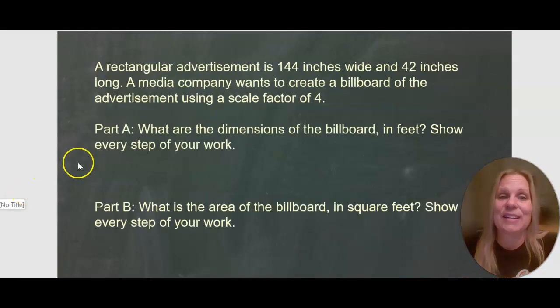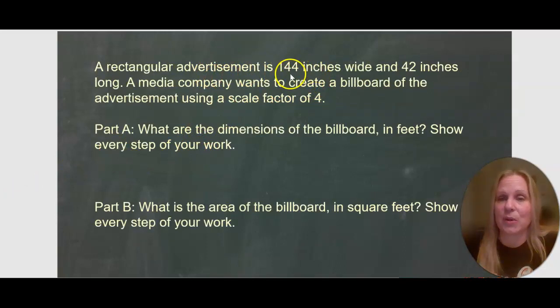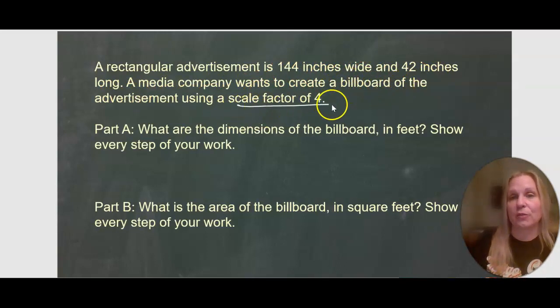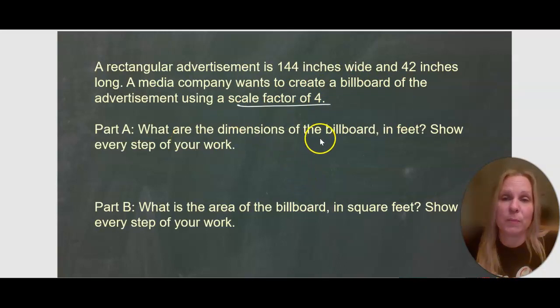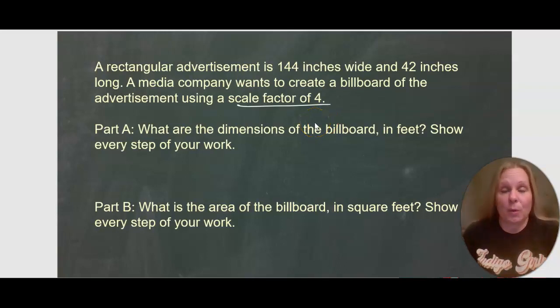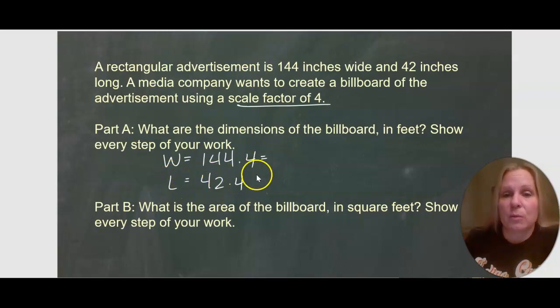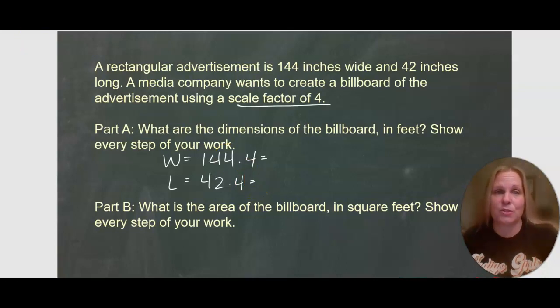All right. So the last one, we have an advertisement that's 144 inches wide and 42 inches long, and they're going to create a billboard from that using a scale factor of 4. So what are the new dimensions? Okay, so if my scale factor is 4, remember the scale factor is what we multiply by, right? So for my new width, I'm going to do 144 times 4. And for my new length, I'm going to do 42 times 4. So I'm just going to do that in my calculator. I'll pause it and resume.